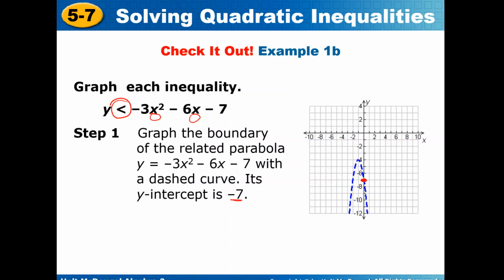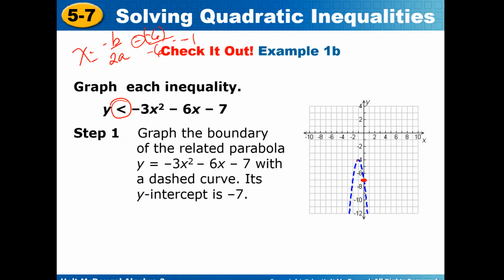Now I need to know my vertex over here, so to find my vertex, remember, x equals negative b over 2a. And b is negative 6, so it's going to be negative 6 over 2 times 3. Negative 6 over 6 is negative 1, but we have to take the opposite of it, so that's 1.